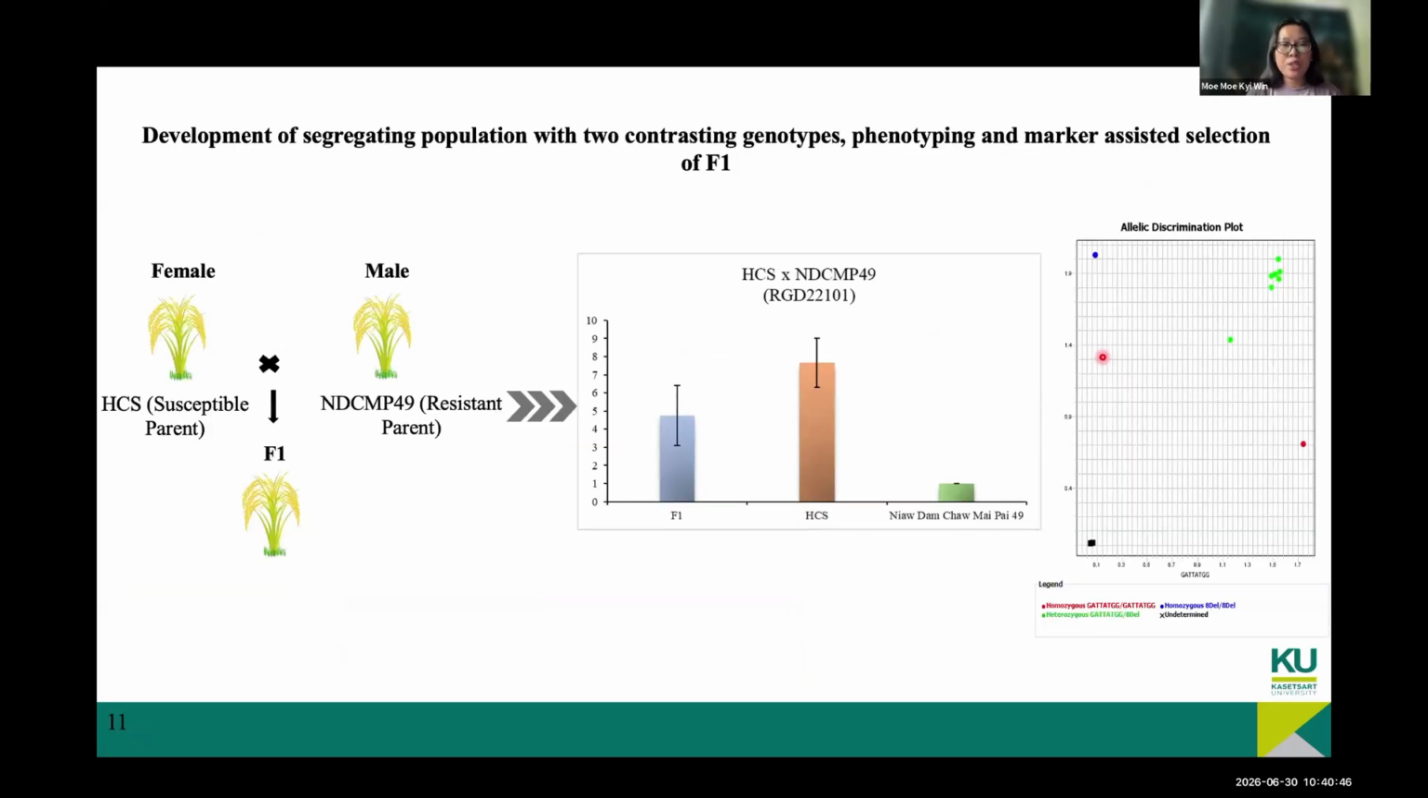So after crossing, we got F1 plants. We also did marker assisted selection in the F1. Here, as you can see, the phenotype of the F1 plants is similar to the susceptible parent, which means the genetics of resistance in this population might be governed by recessive loci or a recessive gene.